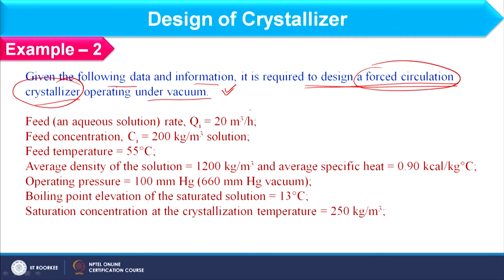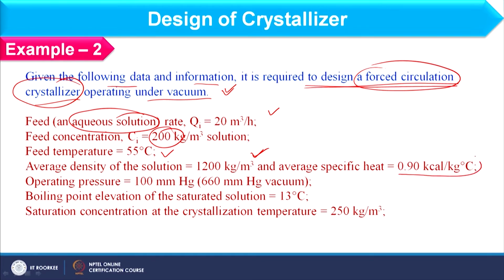The first is the feed rate, okay, and that must be an aqueous solution. So, the feed rate is 20 meter cube per hour. Feed concentration is given as 200 kg per meter cube of solution. Okay. So, 200 kg solute is available per meter cube of solution. Feed temperature 55 degree Celsius. Average density of the solution is 1200 kg per meter cube. So, that you can consider as density of the solution.